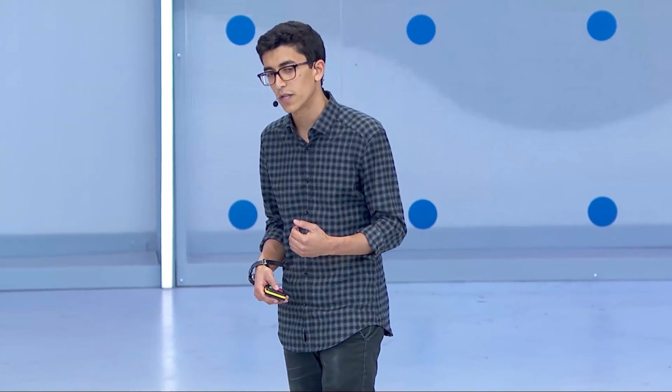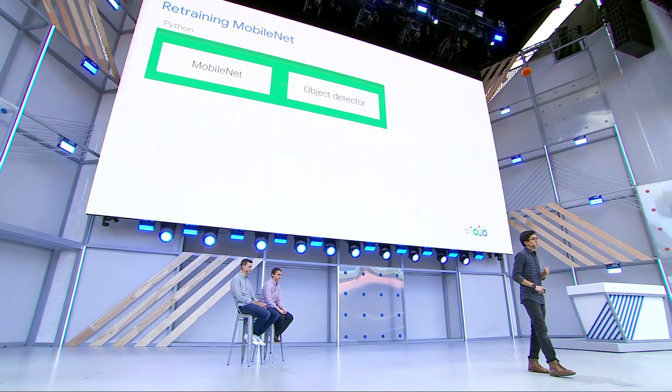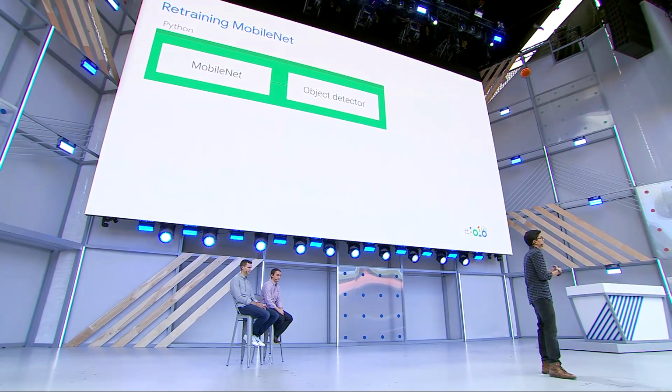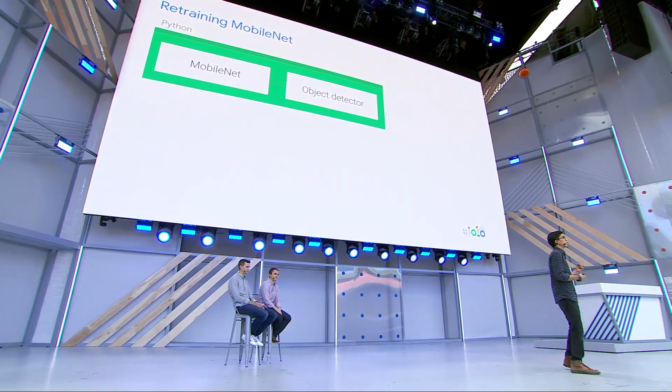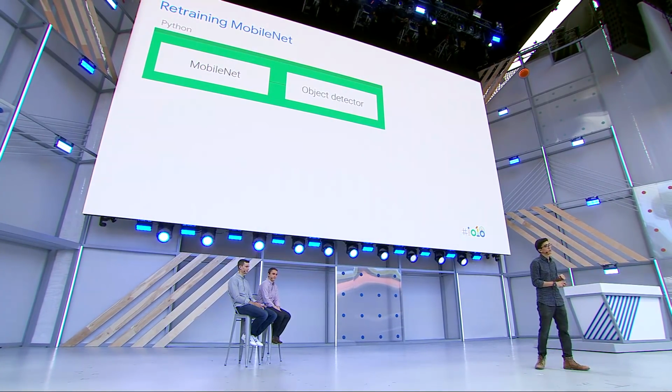The way we did this was we took a pre-trained model called MobileNet. If you don't know what MobileNet is, it's a state-of-the-art computer vision model that's designed for edge devices. It's designed for mobile phones. So what we did is we took that model and we reused the features that were learned there, and we did a transfer learning task to our 400 class classifier. Once we do that, we have an object detector. This object detector lives entirely in the Python world.